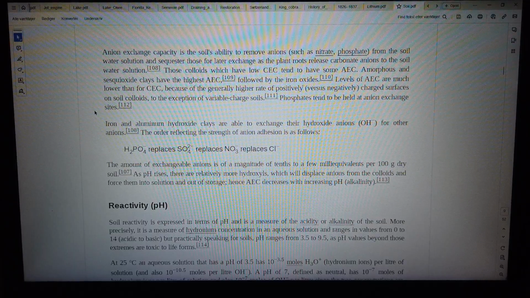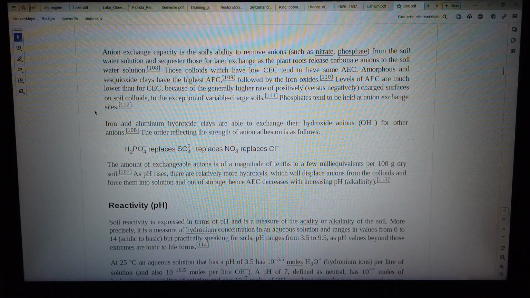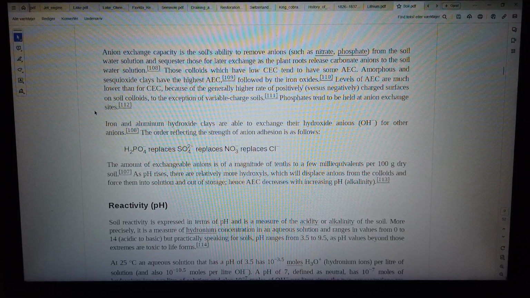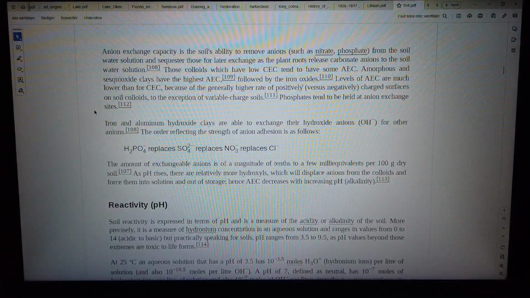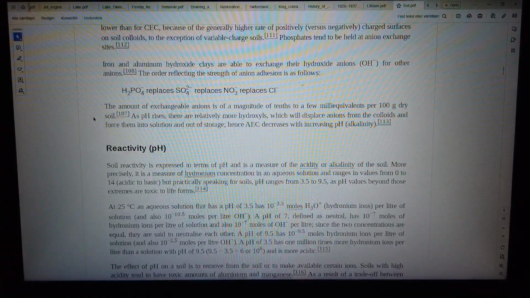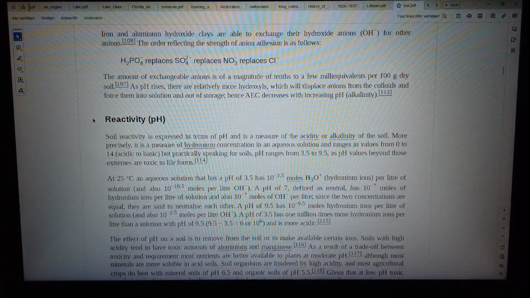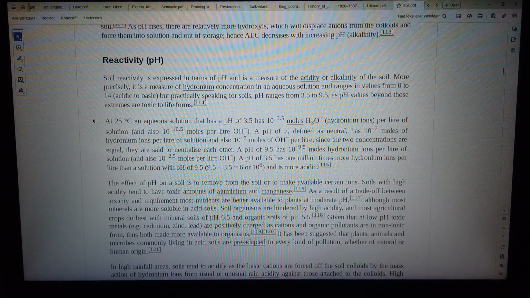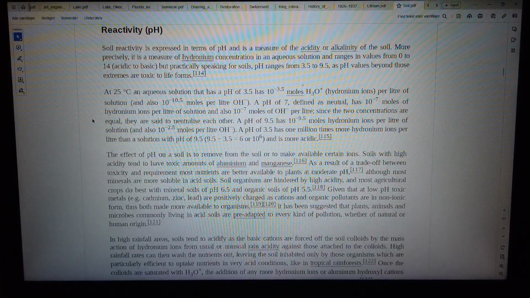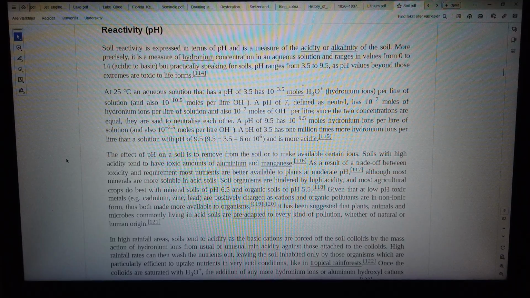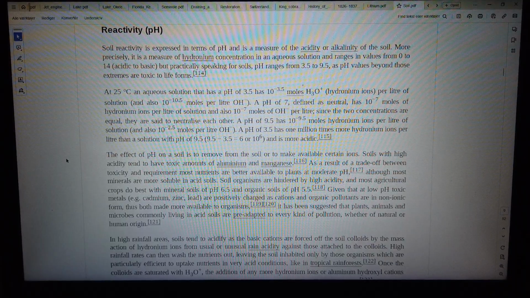A pH of 9.5 has 10^-9.5 moles hydronium ions per liter of solution, and also 10^-4.5 moles per liter OH-. A pH of 3.5 has 1 million times more hydronium ions per liter than a solution with pH of 9.5. 9.5 - 3.5 equals 6, or 10^6, and is more acidic.